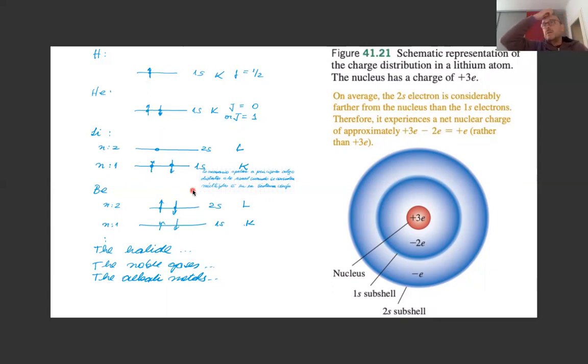What happens with lithium? Lithium is Z equals 3, and in the case of lithium, we're stuck, because in the 1s state I can only put 2 electrons. The spin is 1/2 and the orbital angular momentum is 0, which means I don't have mL values to change, to put particles in. I don't have more states, so I only have 2 states in the 1s, the K shell.